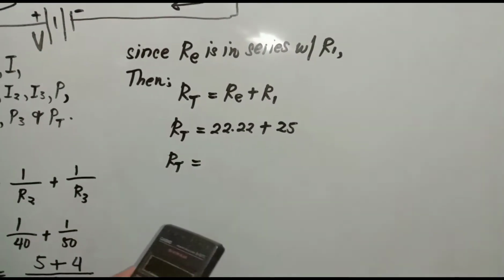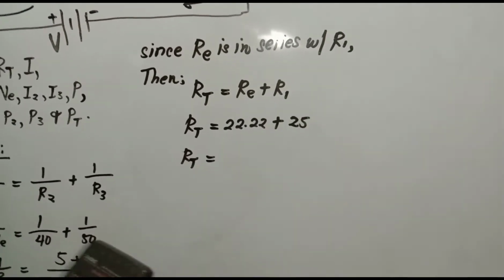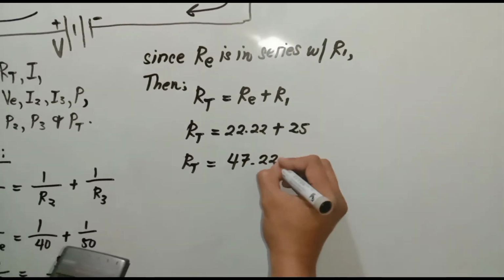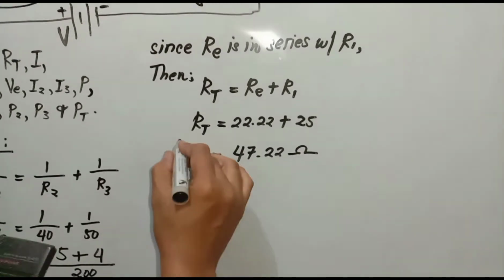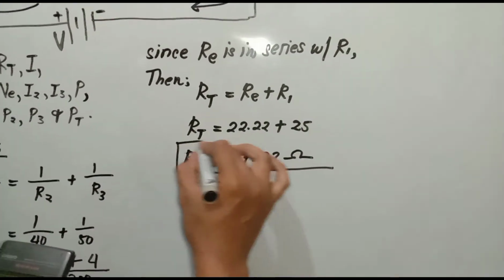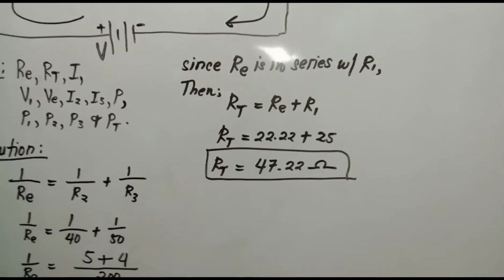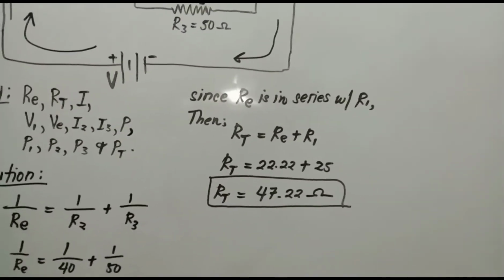22.22 plus 25 ohms equals 47.22 ohms. So the total resistance for this circuit is equal to 47.22 ohms. We have already computed the total resistance.